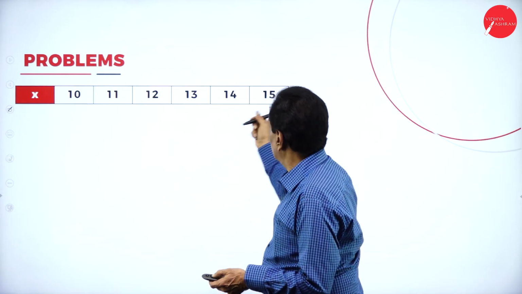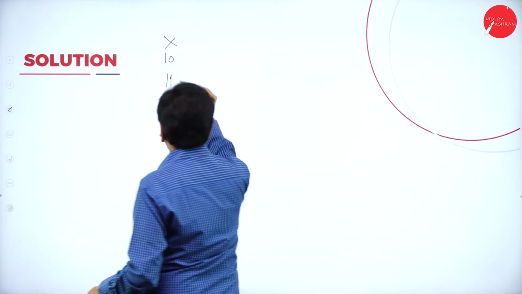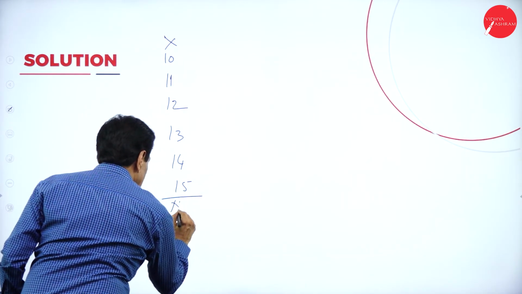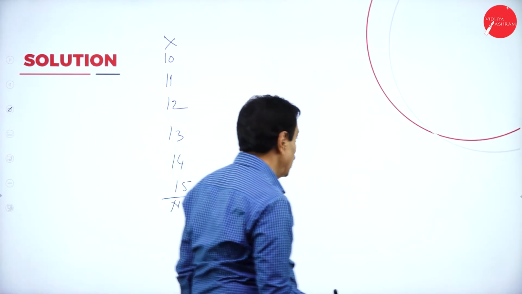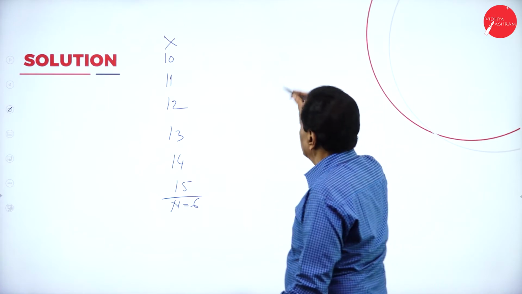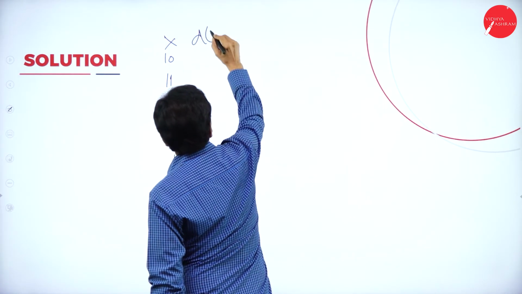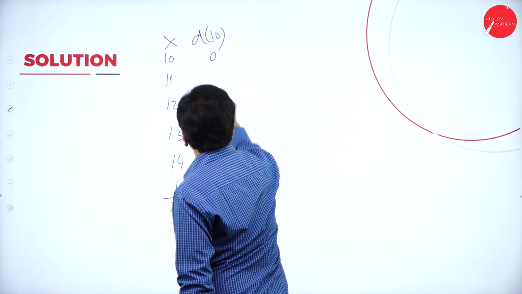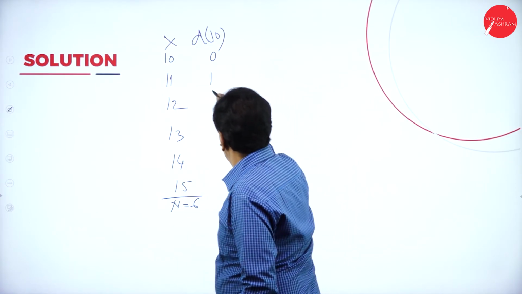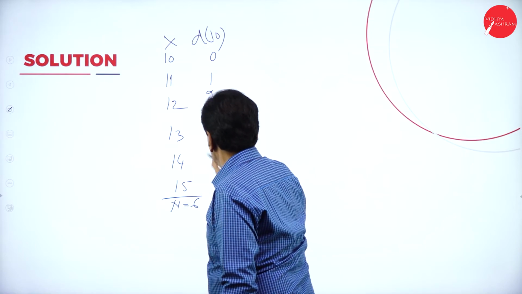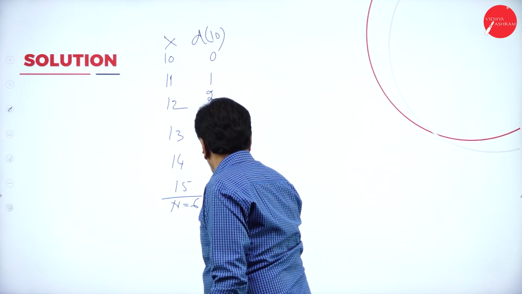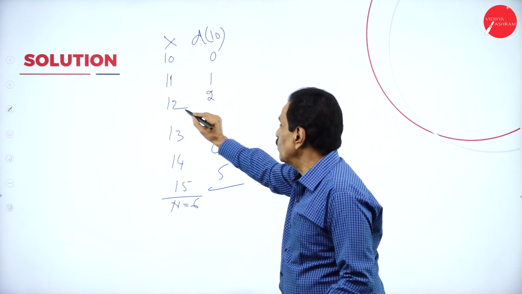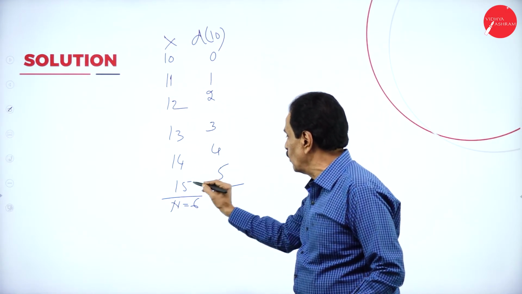See, up to 15 is there. How many times are there? 1, 2, 3, 4, 5, 6. N is 6. Number of items is 6. So take the deviation with 10 as a base, standard number 0. How much more? 1 more, 2 more, 3 more, 4 more, 5 more. Which is the base? 10.